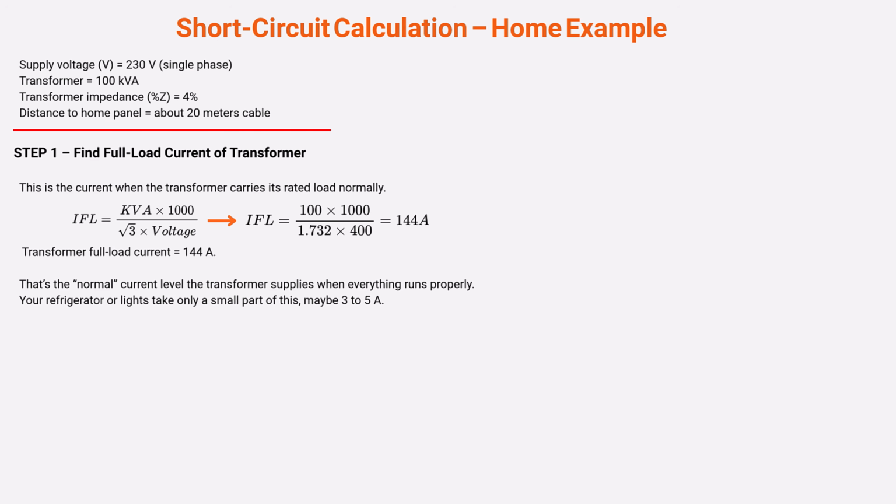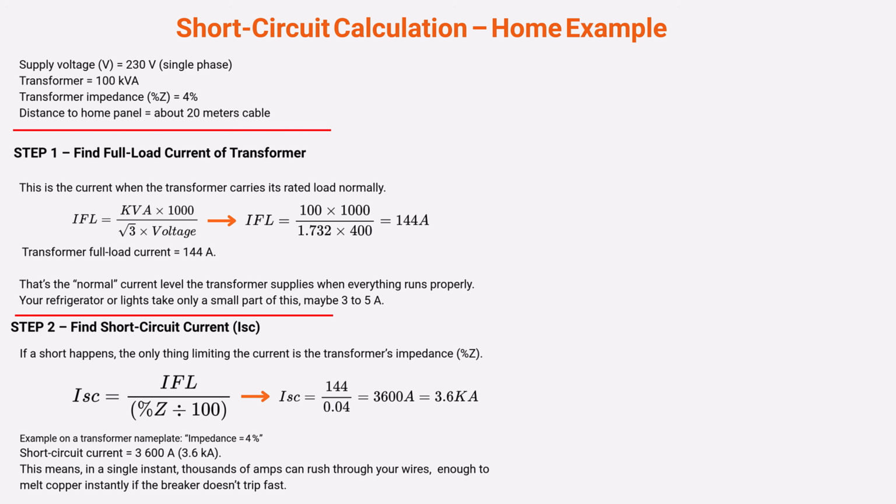I am giving an example calculation for short circuit current for your ease to understand everything step by step. Step 1: explain and show you the calculation for full load current. It calculates the normal current your transformer or circuit carries when everything is running safely and normally. This step is important because it tells us how much current the system handles every day and helps us size the breaker's ampere rating correctly.